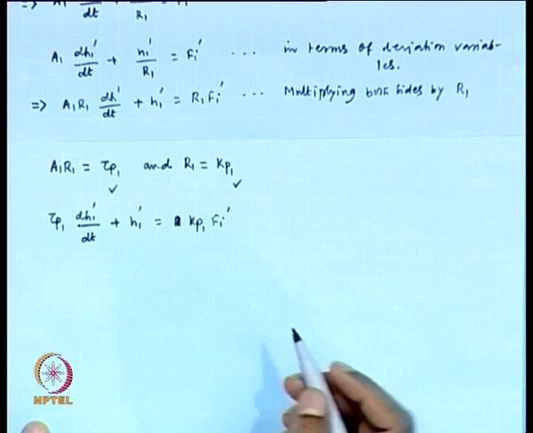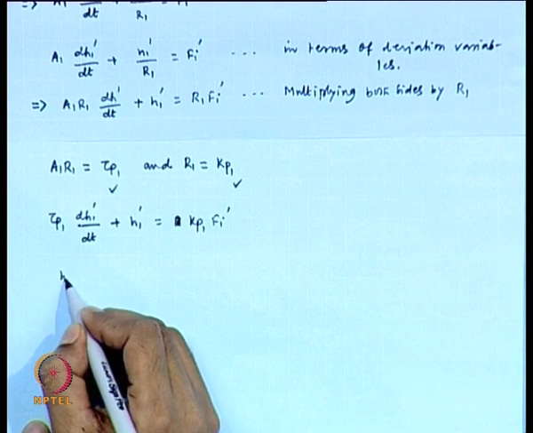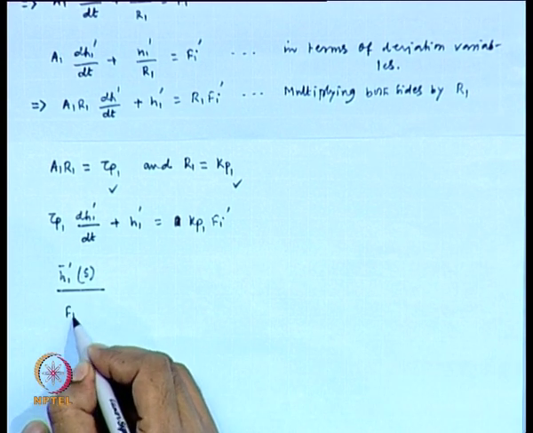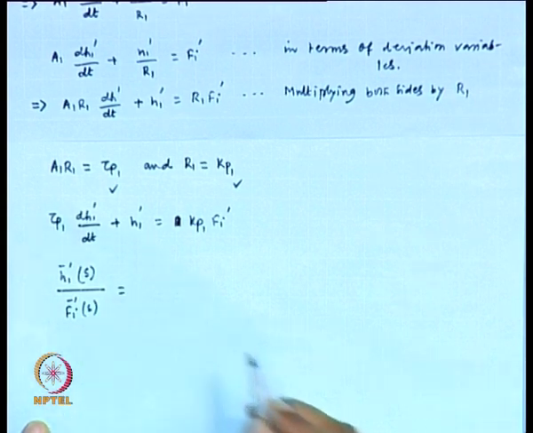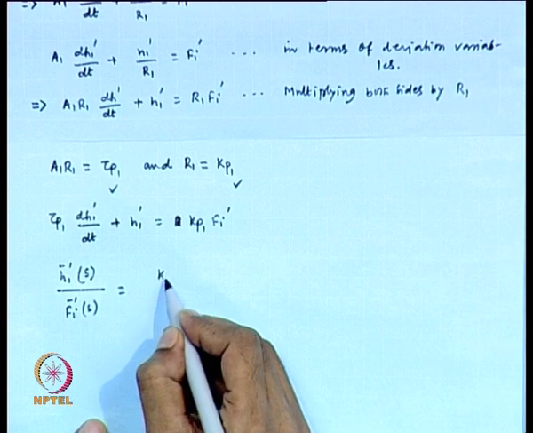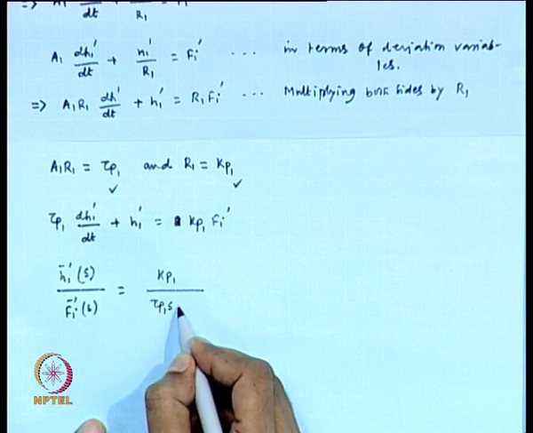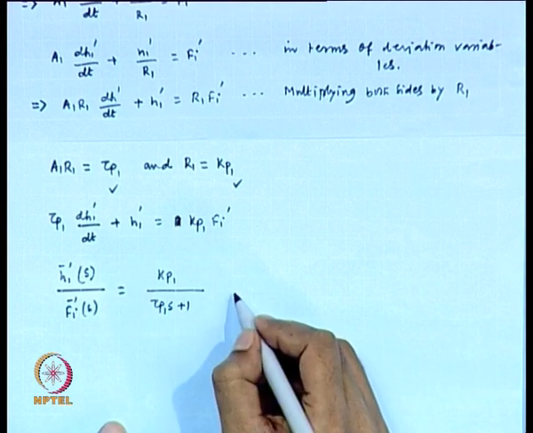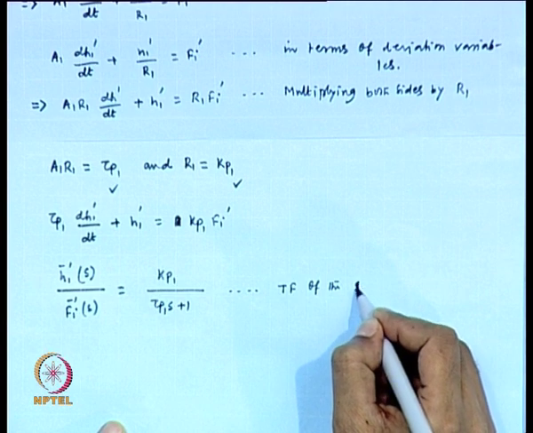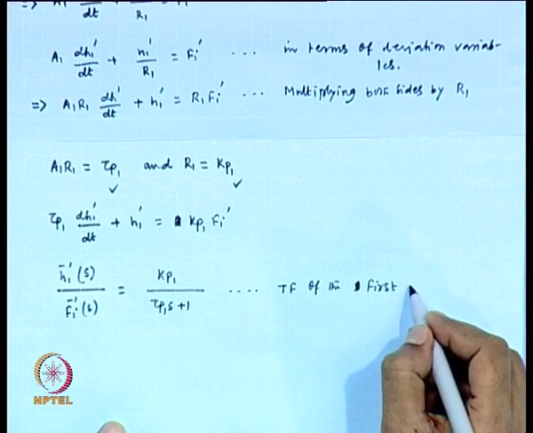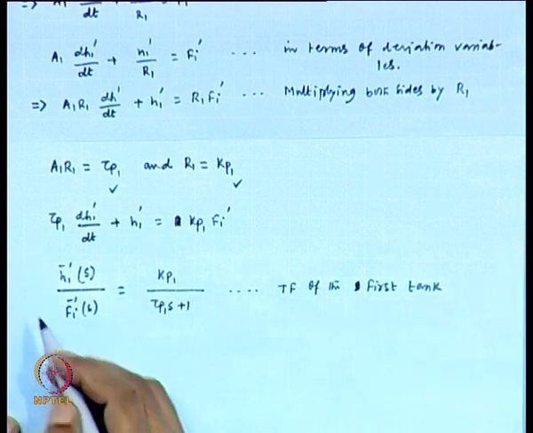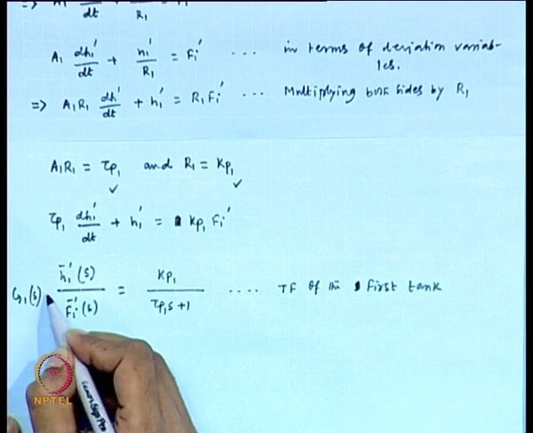Now, if we take Laplace transform and rearrange, then we get the transfer function of the first tank as h1 bar prime s divided by fi bar prime s equals kp1 divided by tau p1 s plus 1. This is the transfer function of the first tank, that is tank 1. Now, we will represent this as Z1 S.